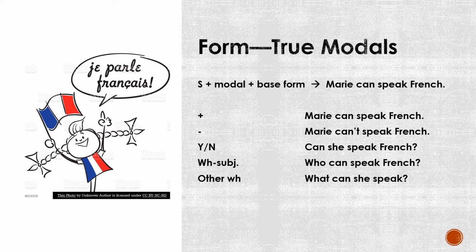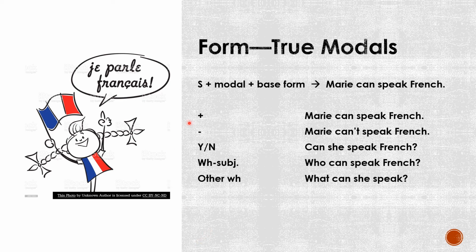And remember, there is no tense and there is no agreement. So it doesn't matter what subject I put in. It's going to look the same. So the form is subject plus the modal plus the base form of the verb and then whatever would make your predicate. So object, etc., etc.